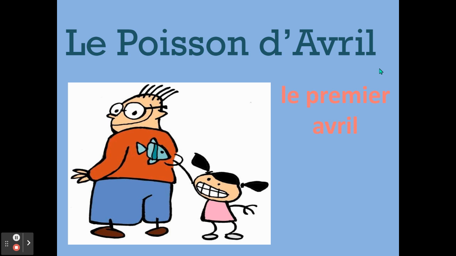Le Poisson d'Avril, le 1er avril. So the fish of April. So it's kind of fun that they put a fish on someone's back as a joke, kind of like a kick me sign or something we would do here. So they call it the fish of April. We call it April Fool's Day, the 1st of April, le 1er avril.